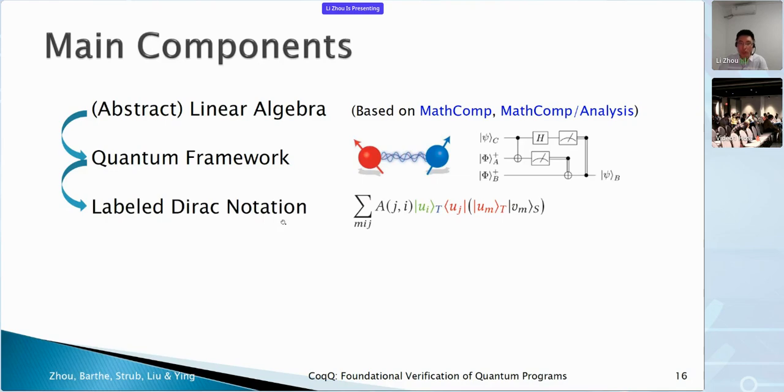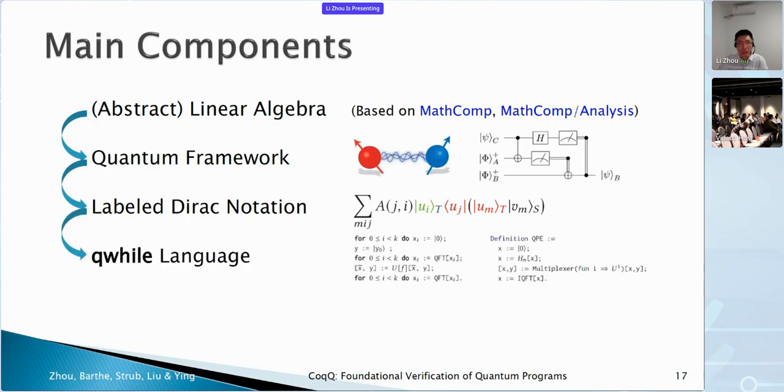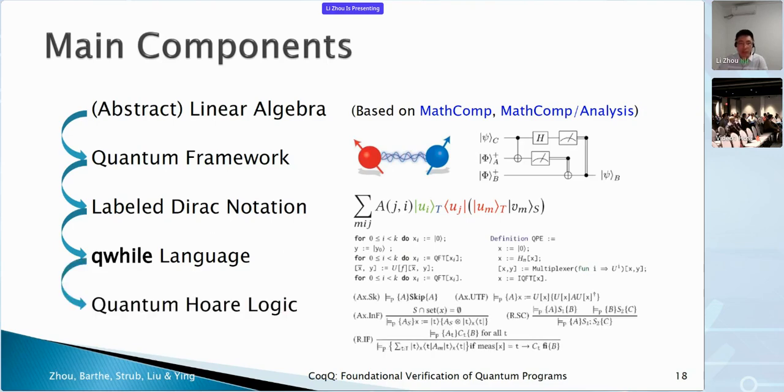An implementation of labeled Dirac notation, a widely used notation for representing quantum states that significantly simplifies the equational reasoning of a quantum system. A formalization of the qwhile programming language with denotational semantics built from first principles, and a verified Hoare logic for quantum programs that supports local and parallel reasoning, forward and backward reasoning, and provides a human-readable statement.